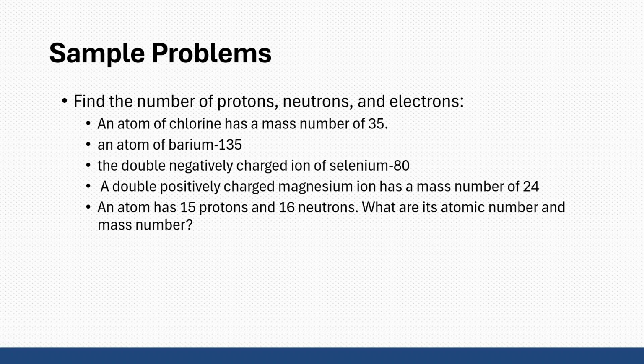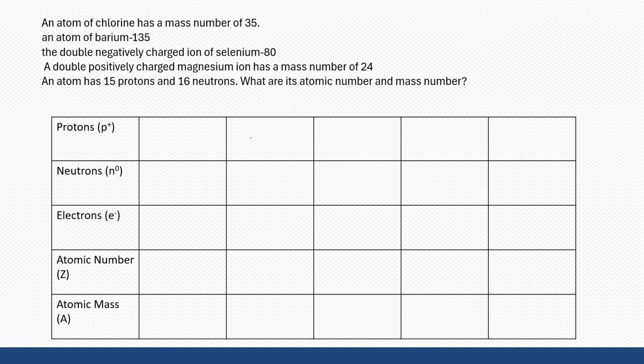Now, to further clear things up, let's try some of these sample problems. Okay, let's first try, first example is chlorine, which has a mass number of 35. From the periodic table, the symbol for chlorine is Cl. Then it is stated that its mass number is 35. We can write it here.